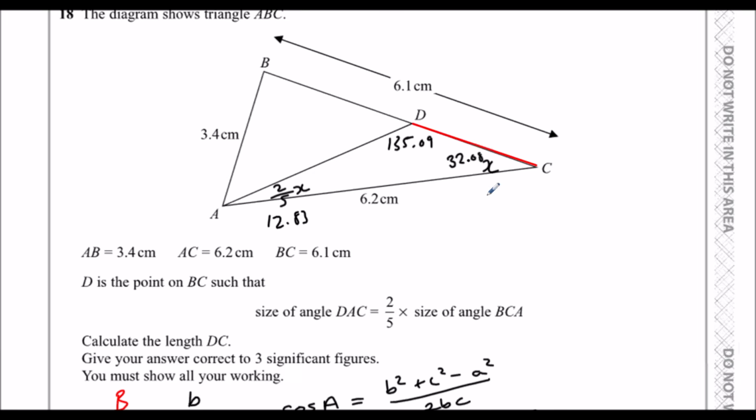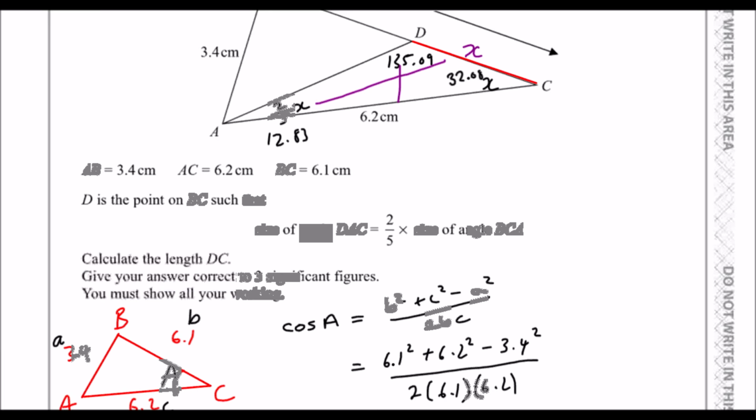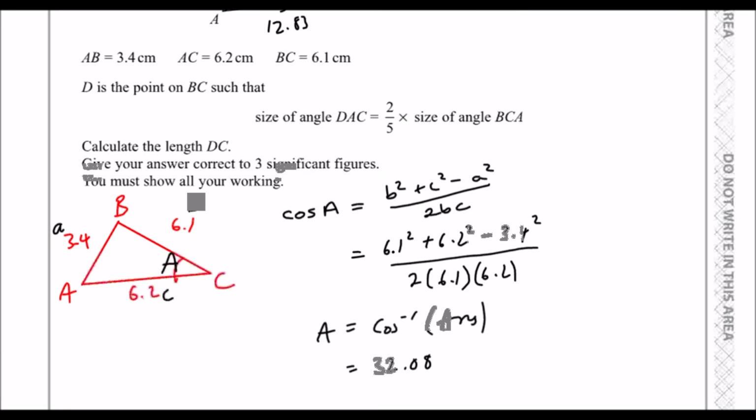So now we can use the sine rule. So we want opposites. So we're going to use the two lengths, the length we're trying to work out, and its opposite, and the other length we know, the 6.2, and its opposite. So we've got X over sine 12.83.